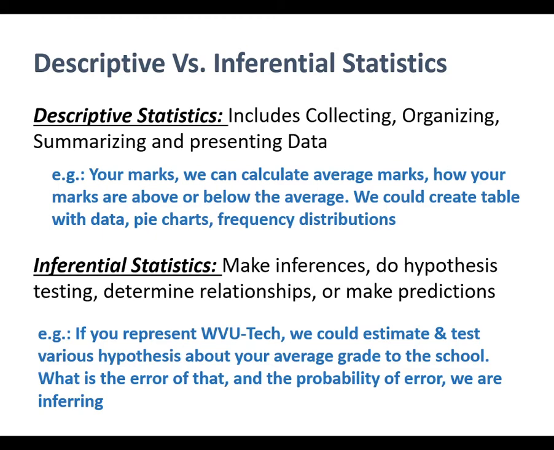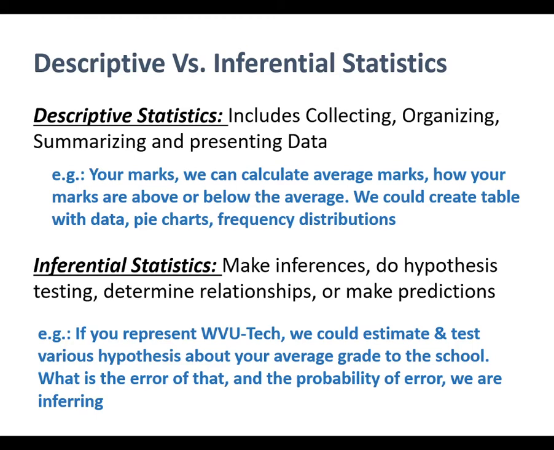Or we make inferences, and that's the second type of statistics. We form hypotheses, do testing, determine relationships, and also make predictions. Here we try not only to represent the data but to draw conclusions from it, and sometimes we make changes as well. For example, you want to estimate and test a hypothesis about your average grade in the school.